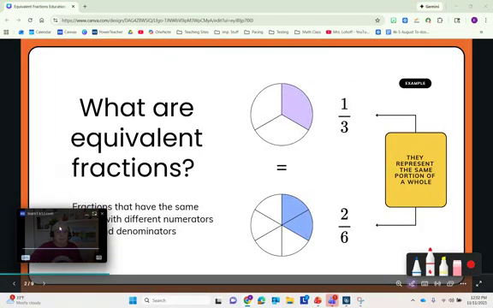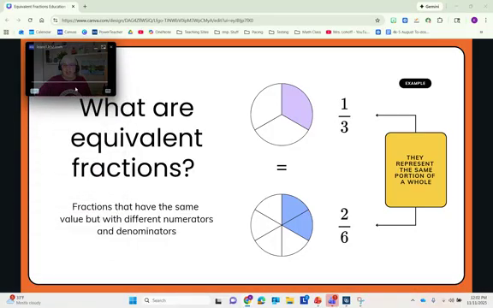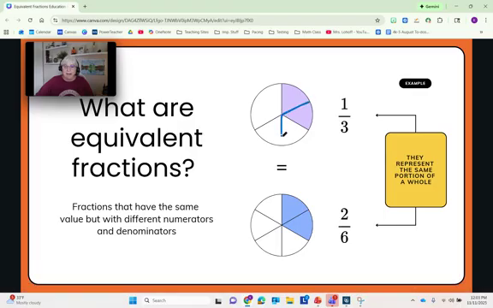Equivalent fractions basically are another way to name a fraction without changing the value. Up at the top, you can see a circle. It is divided into three pieces. 1/3 is shaded. That represents 1/3. If I were to come in and cut each of these thirds into half, like this, now I have 2 parts shaded out of 6. That's what the bottom is showing us. 1/3 is the same as 2/6.